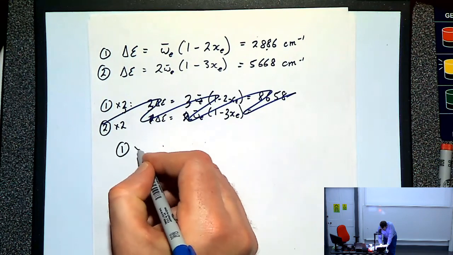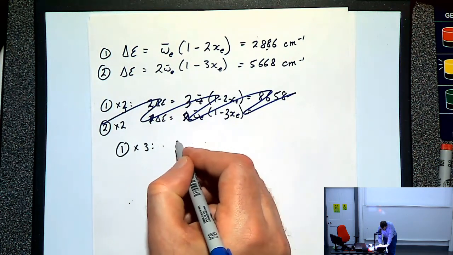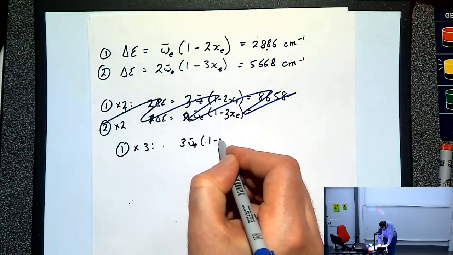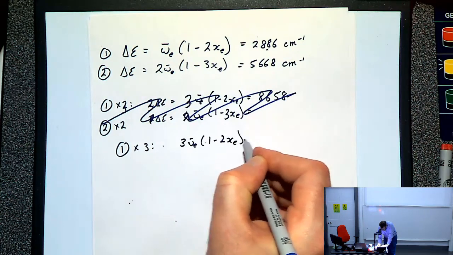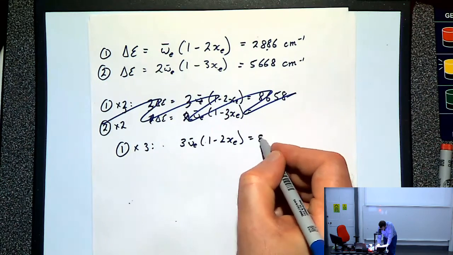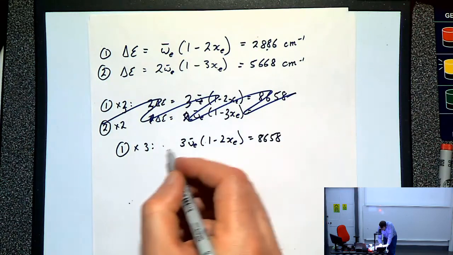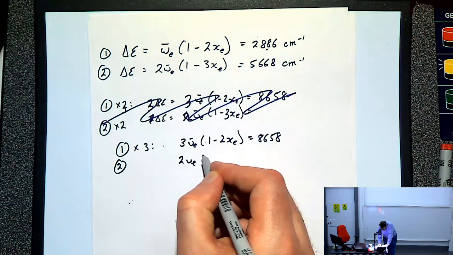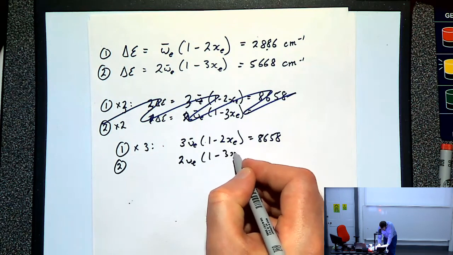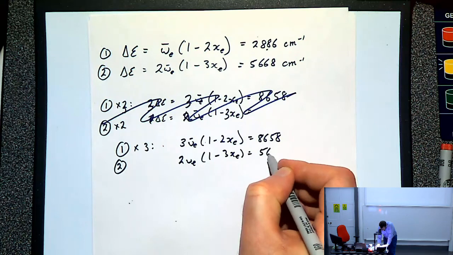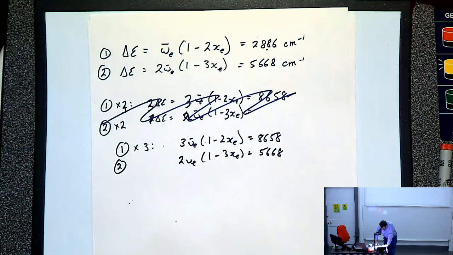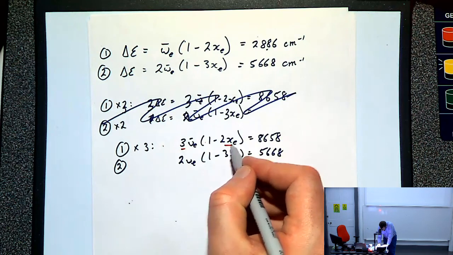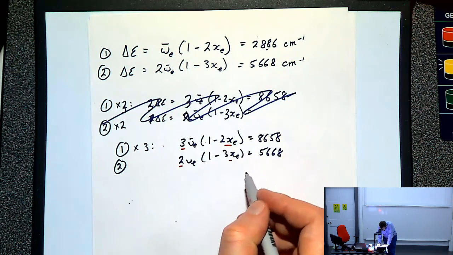So we've got 1 times 3, so that means 3 omega bar E upon 1 minus 2xe is equal to 8658. And I'll leave 2 as it is. 2 omega E upon 1 minus 3xe is equal to 5668. What we're looking for here is this 3 times 2xe will give me 6xe. This 2 times 3xe will give me 6xe.